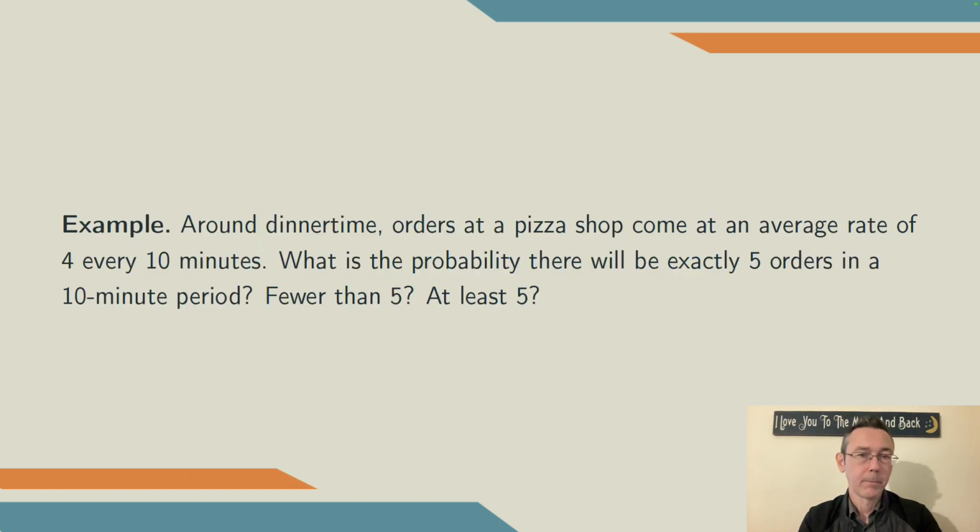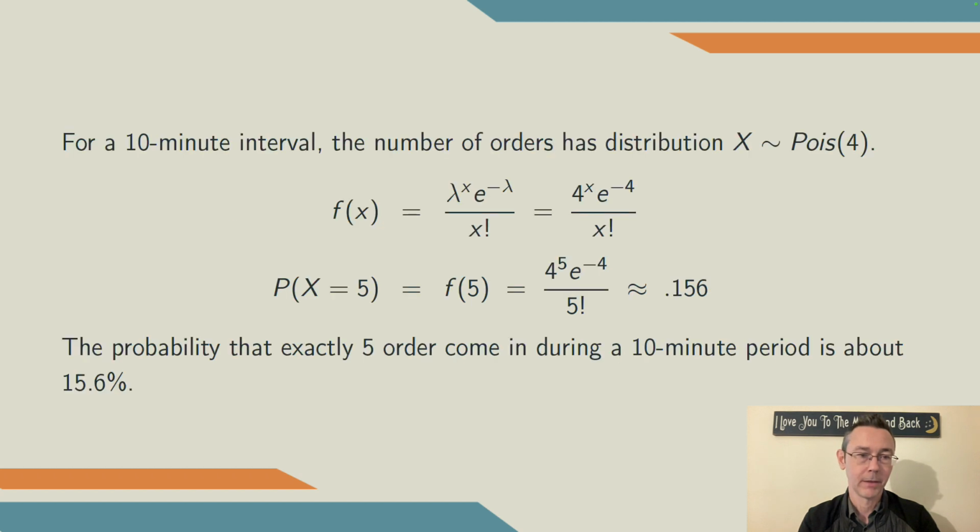Let's do an example. Around dinner time, orders at a pizza shop come in at an average rate of 4 every 10 minutes. What's the probability that there will be exactly 5 orders in a 10-minute period, fewer than 5, or at least 5? So we'll do each one of those 3 probabilities.